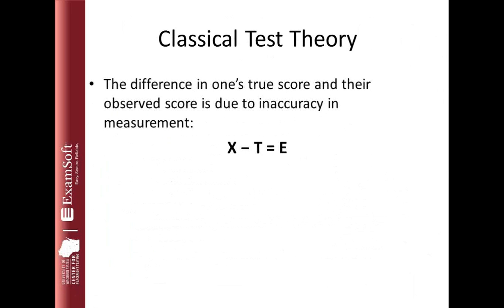So the difference between somebody's true score, their true ability on a test, and the observed score, the one that you actually record or see on your test, is due to an inaccuracy in measurement. So if measurement error is high on your test, then somebody's true ability and their observed score are going to be pretty far away from each other. There's going to be a big difference there.